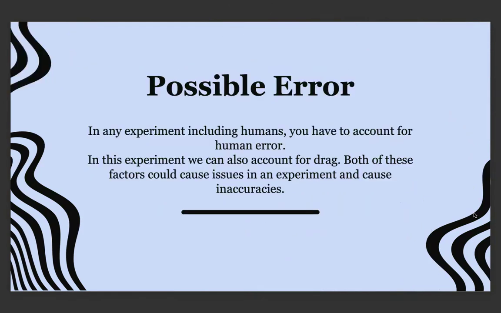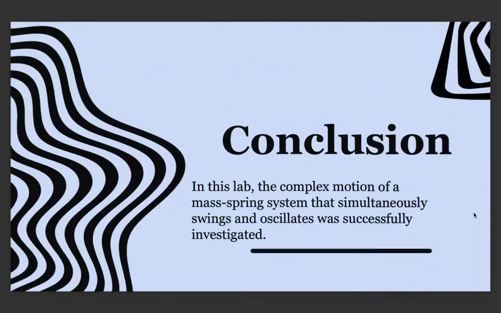So in all labs that have humans, you have to account for human error. And in this experiment, we can also account for drag. Both of these factors can cause issues in an experiment and cause inaccuracies. And to conclude this lab, the complex motion of a mass spring system that simultaneously swings and oscillates was successfully investigated, and we saw that the answer is zero.